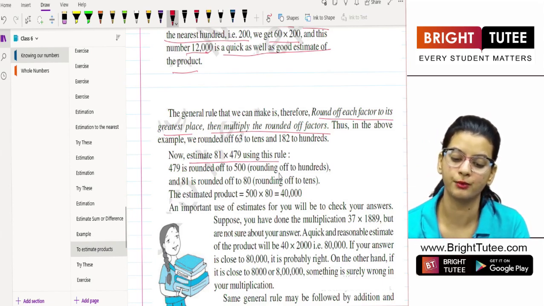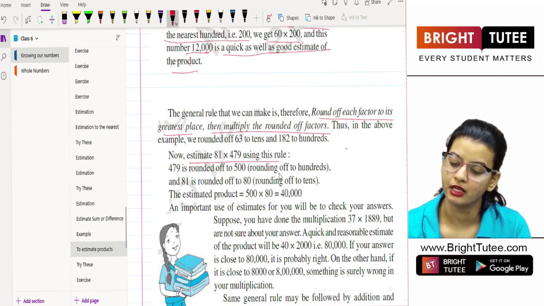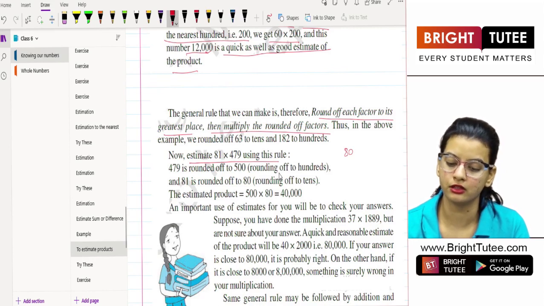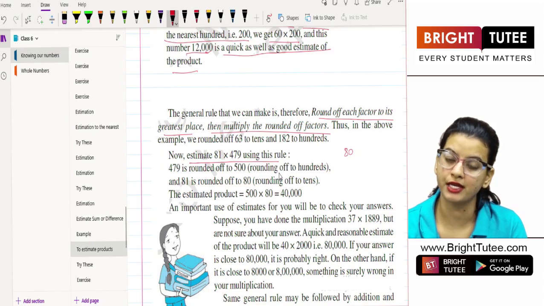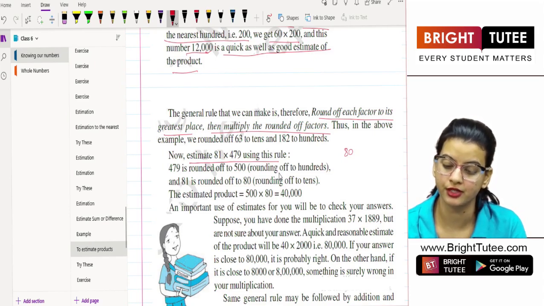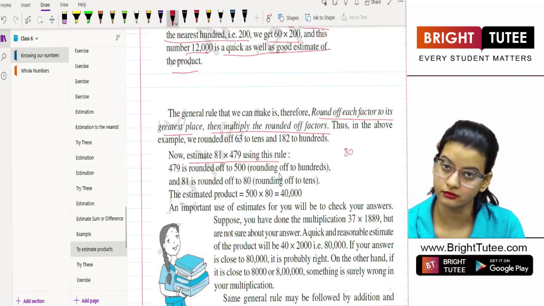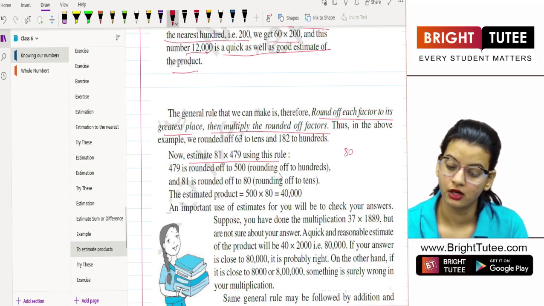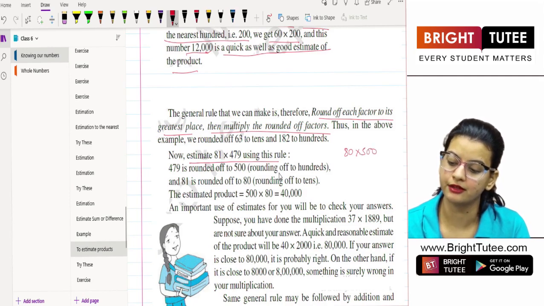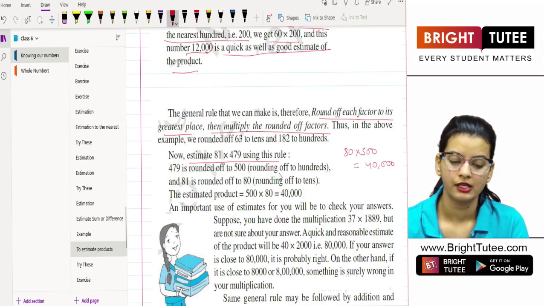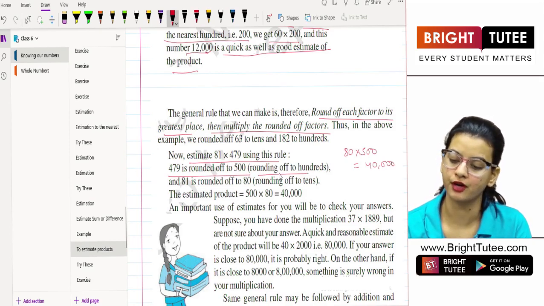Okay. So, now estimate 81 into 479. The greatest place in 81 is 10, so I am going to round it off to 10. So, 81 will be 80. And the greatest place for 479 is 100, so we are going to round off 479 to the nearest 100. So, 479 to the nearest 100 will be 500. Okay, so 80 into 500 will give me 40,000, right? So 479 is rounded off to 500, rounding off to hundreds, and 81 is rounded off to 80, rounding off to tens. So the estimated product is 40,000.